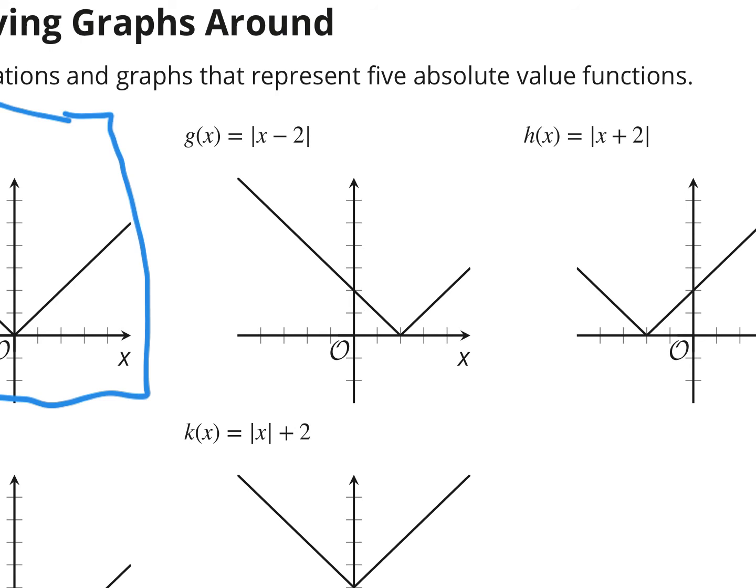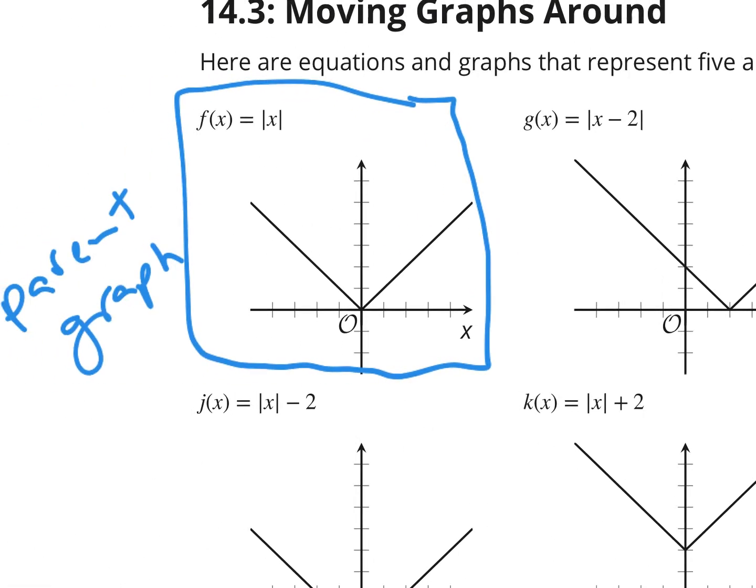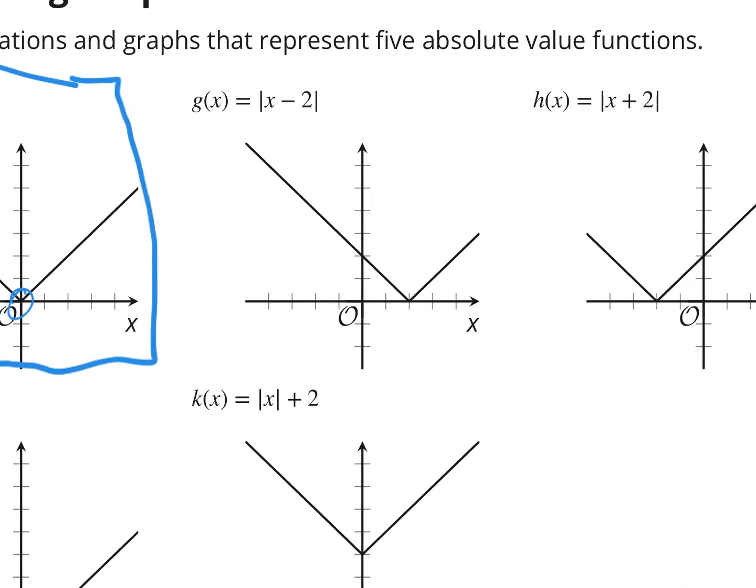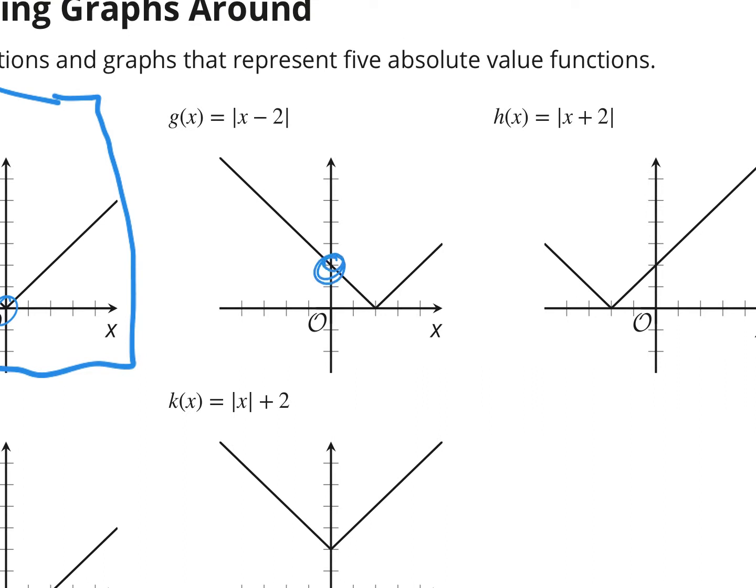No shifting has occurred. When we look at g of x, notice that it shifted, the origin or the vertex shifted to the right. And the reason for that is that our y-intercept went from being 0 over here to +2 over here.